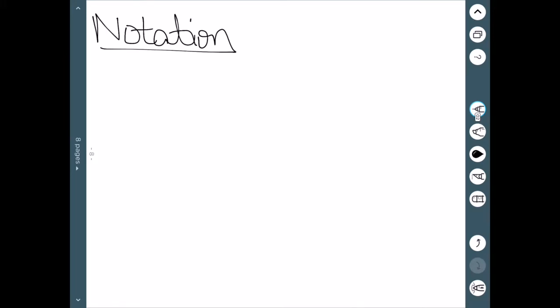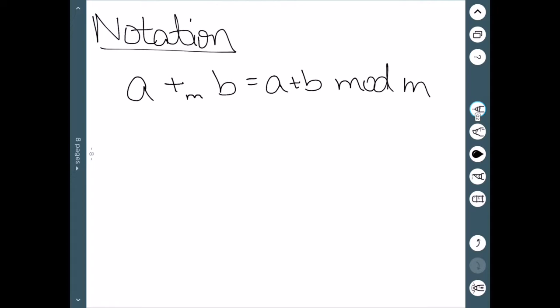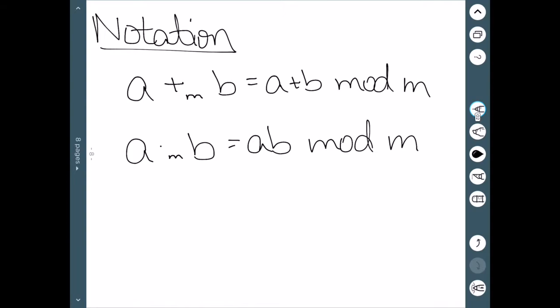We do have some shortcut notation. For example, A with a plus sub m, B, means A plus B mod m. In addition, if I multiply and once again put the sub m, this means A times B mod m. These are just abbreviations for this modular arithmetic.